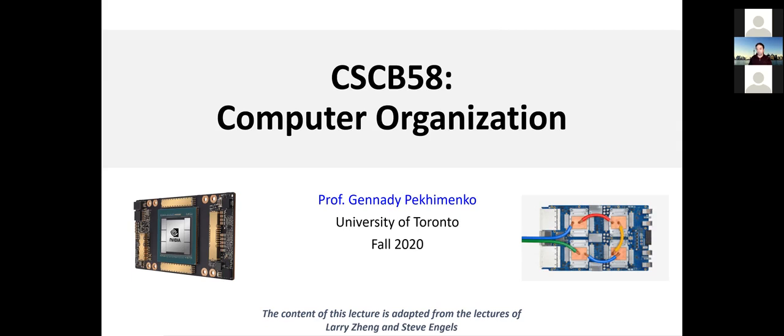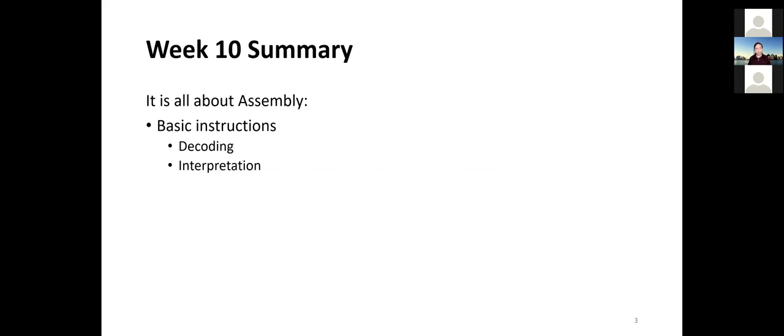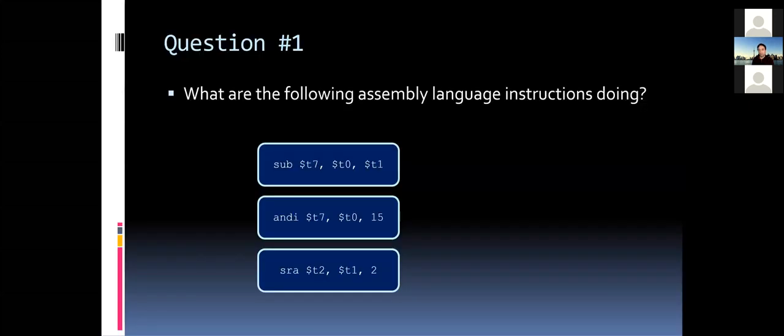Okay, let's go. So today we're going to talk about assembly that we just learned. We started to learn the basics of the instructions and decoding and interpretation. Essentially what we're going to practice today briefly is to look at several of these instructions and see how they work, how they decode into machine instructions. And we're going to try several simple questions on how you can write something in assembly. So this is more like an intro into assembly type of questions.